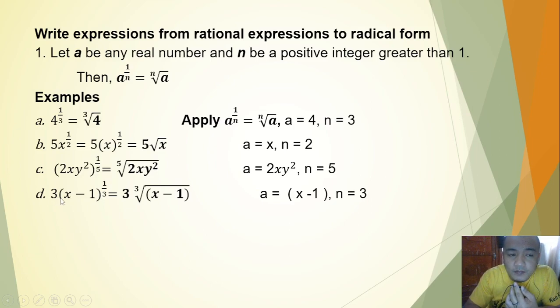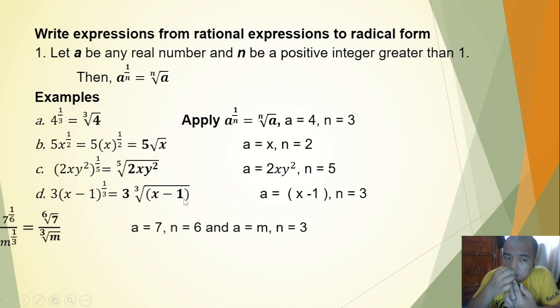And in letter D, 3 quantity x minus 1 raised to 1/3, so this means that this is 3 multiplied by the cube root of x minus 1. Or we can apply here a raised to 1 over n is the nth root of a. So for number 1, a is 4, n is 3, so this will be written as the cube root of 4. Yes, in number 3, the cube root of x minus 1, because a is x minus 1 and n is 3.